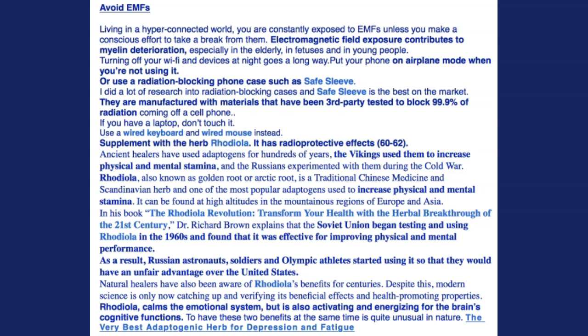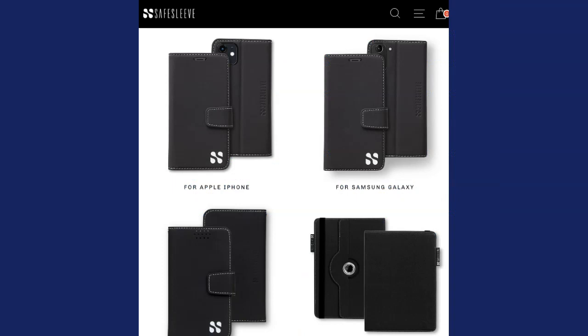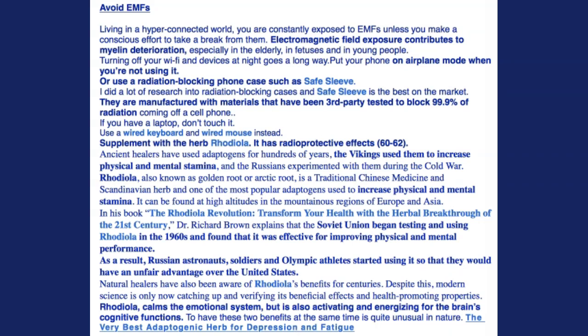Put your phone on airplane mode when you're not using it, or use a radiation-blocking phone case such as Safe Sleeve. I did a lot of research into radiation-blocking cases, and Safe Sleeve is the best on the market. That's how they look. Nothing special. I have not tested that. I just found this during my search for myelin protection. So I cannot say if this is legit or not, but I guess this guy did his research. They are manufactured with materials that have been third-party tested to block 99% of radiation coming off a cell phone.